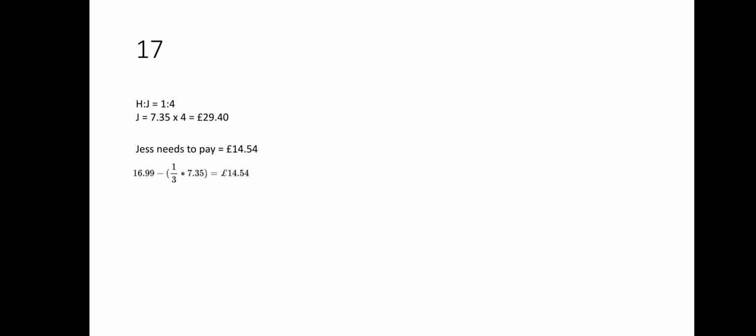So if you do this calculation, £16.99 minus a third of £7.35 in brackets, then that would give you £14.54, which is, as mentioned, the amount that Jess needs to pay. We also worked out how much Jess had in the first place. So the difference between these two numbers would represent the remaining amount that Jess has. So £29.40 minus £14.54, and that would be £14.86, which is the answer to this question.